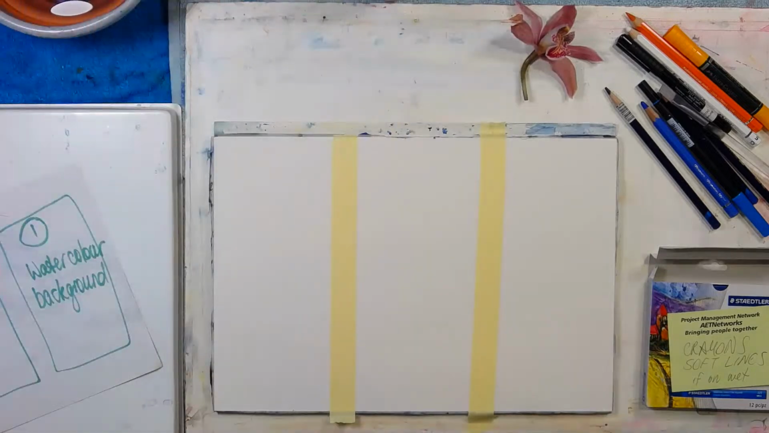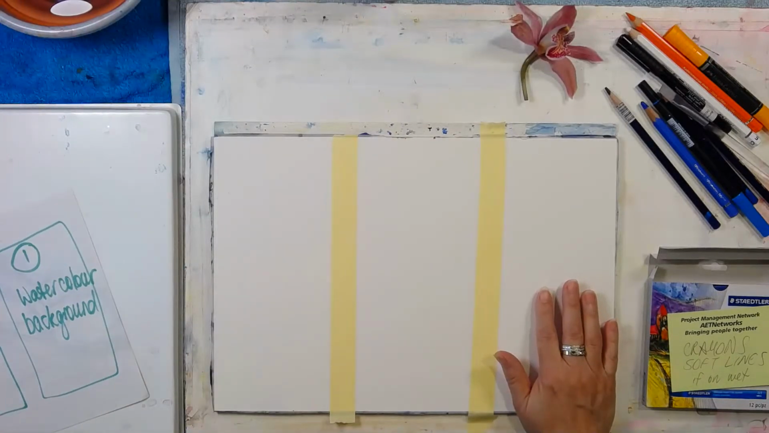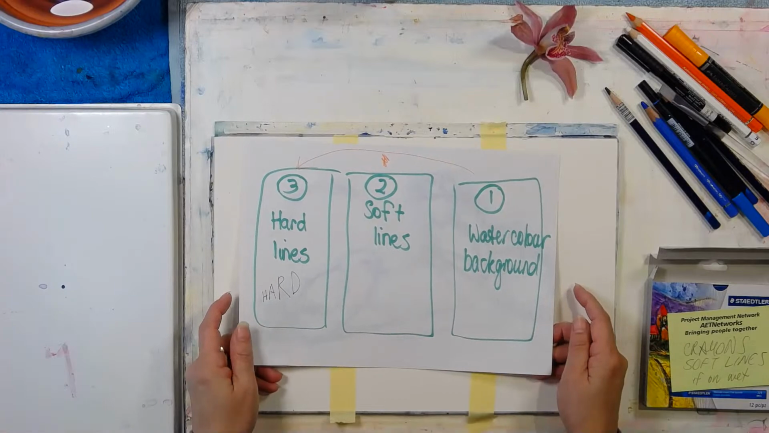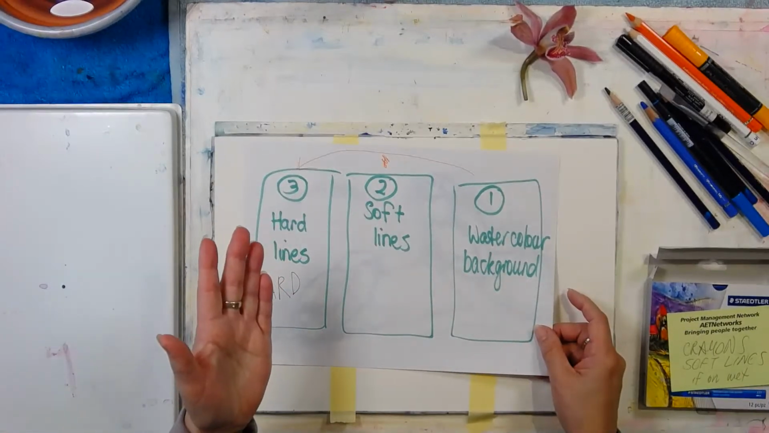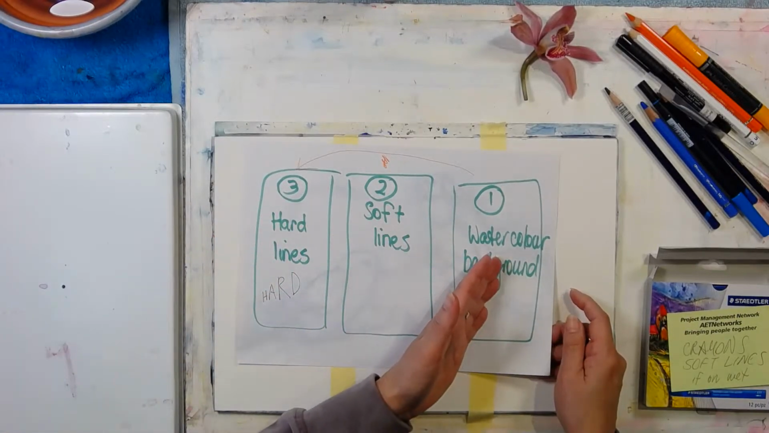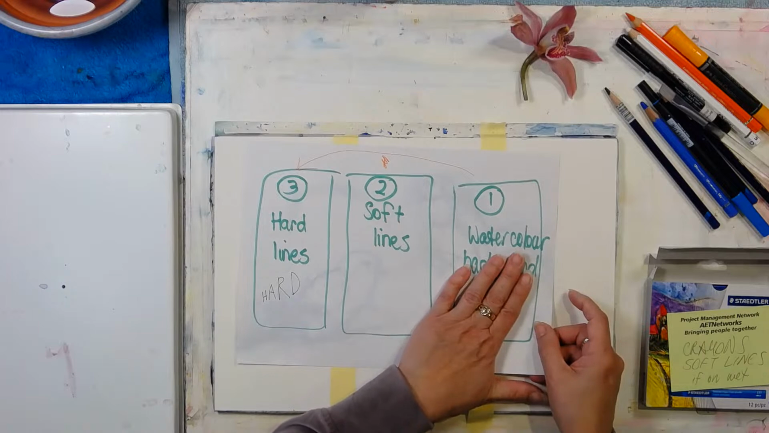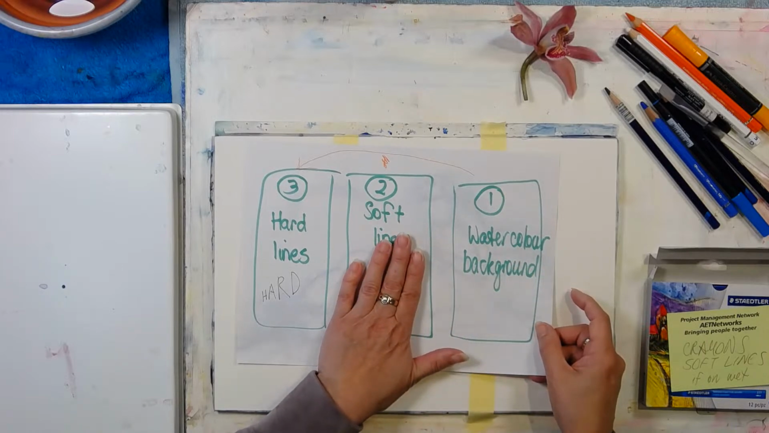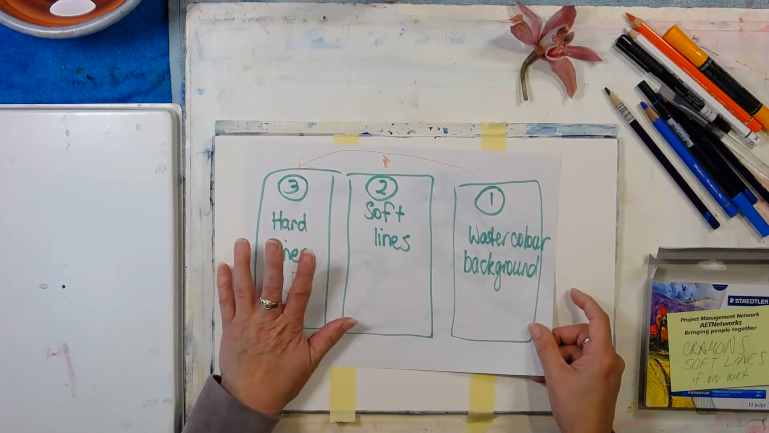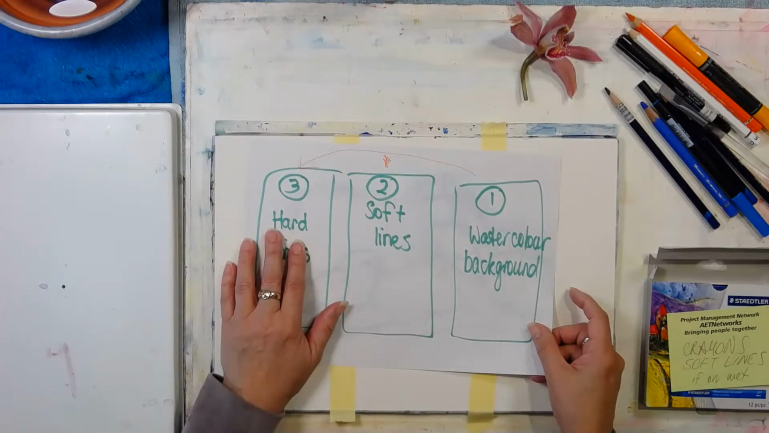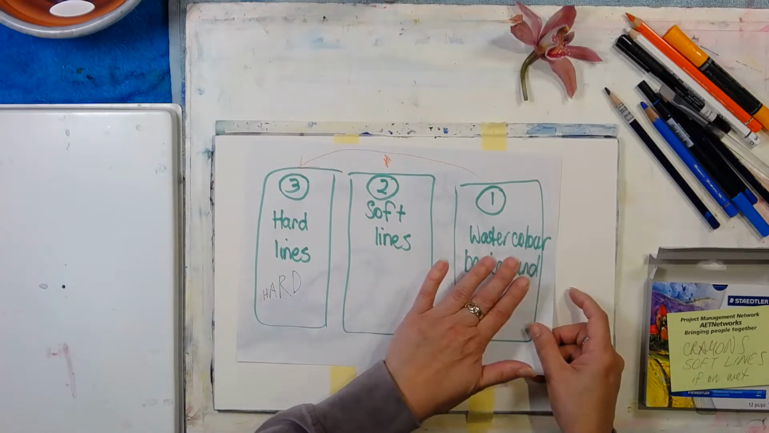The masking tape. Now, let's think about what we're going to be doing, a triptych. We're going to play with hard lines, soft lines, and put down a watercolour background so that it dries, and then we'll do a lovely wet in wet. And this one is about hard lines, so we can do that third. Let's start with a watercolour background.